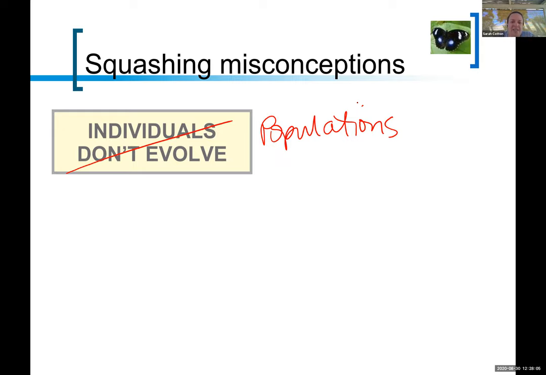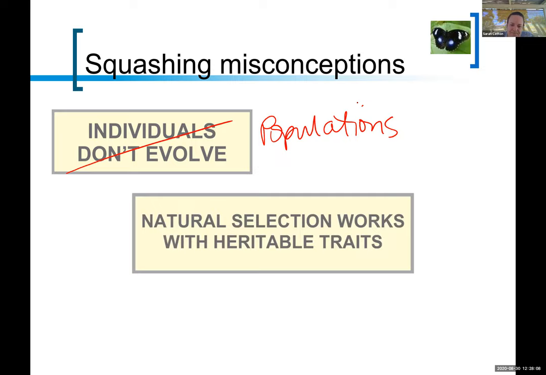Okay. Another misconception that's an issue. So, right, this idea that, I should have shown you this before I started talking about Lamarck, right? Natural selection only works with, I shouldn't cross this out because that's true, right? That's a fact. So populations evolve, right? Natural selection only works on heritable traits, so inherited things. It doesn't work on things that you acquire, right? Like the example I just gave.